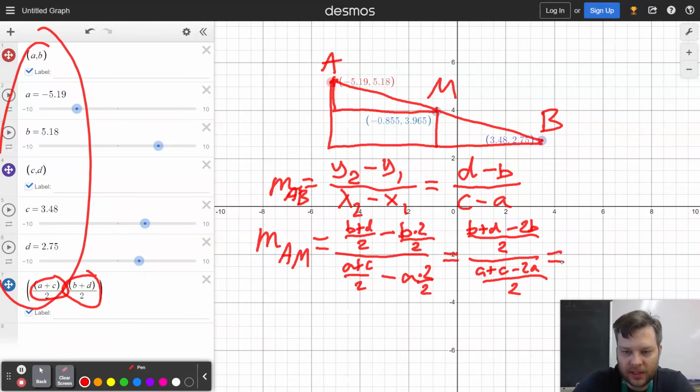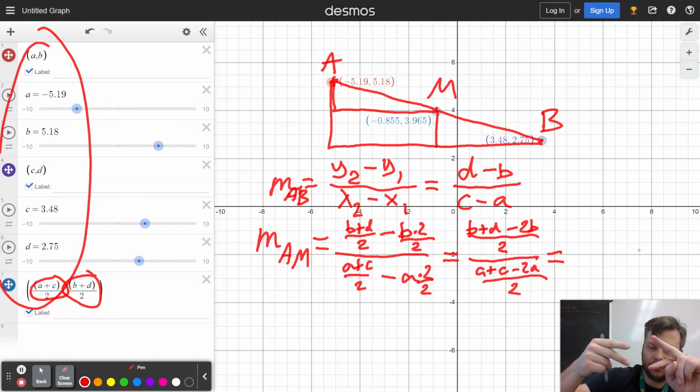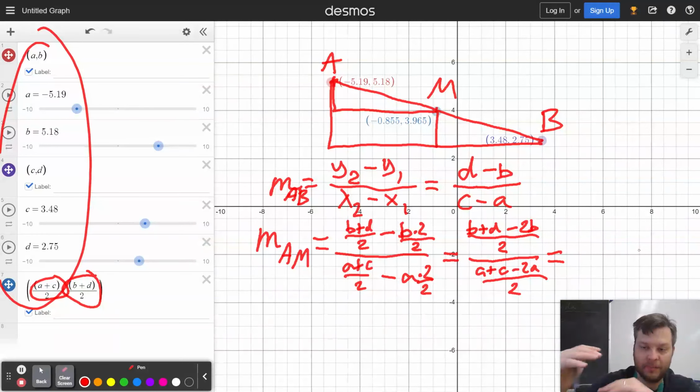Now, I see a fraction divided by another fraction. So two ways I can proceed. I can think of it as multiplying by the reciprocal of the bottom, or I could just multiply top and bottom of the big fraction by 2.